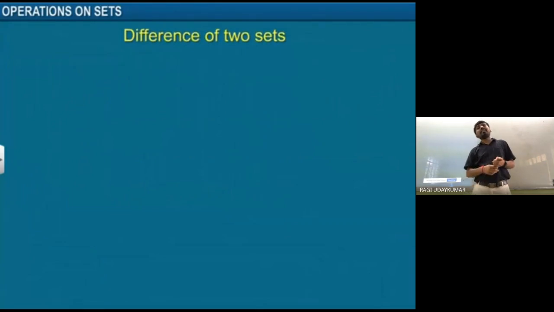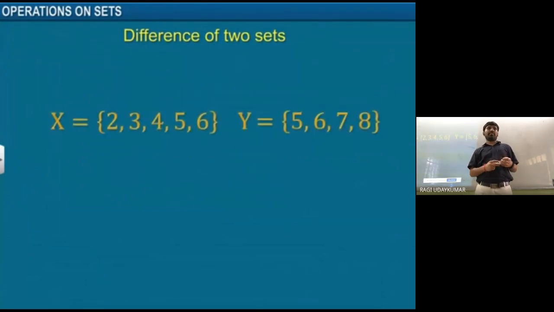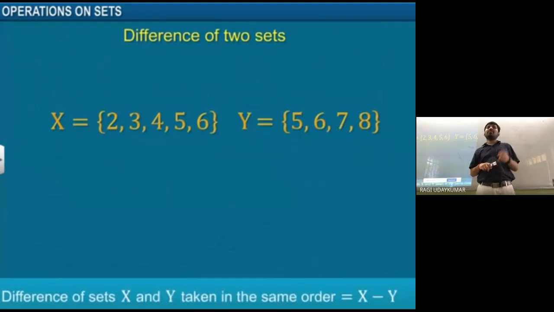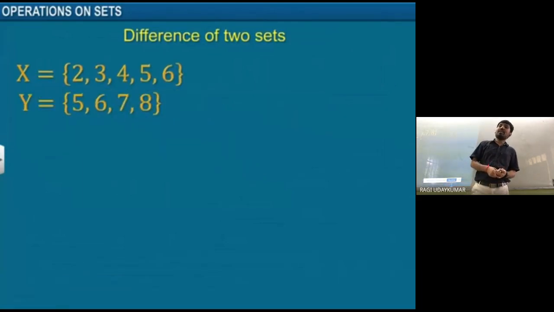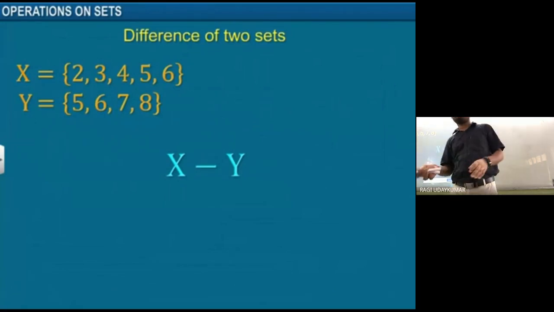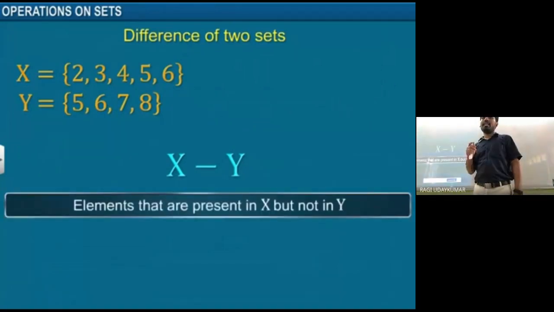Okay. Next thing is difference of two sets. Difference is nothing but minus, but it is not subtraction. The elements which are present in the first set but not in the second set; it should be in the first set. X is the set containing 2, 3, 4, 5, 6. Y is the set containing 5, 6, 7, 8. So in this situation, X minus Y is nothing but the elements which are present in X but not in Y.